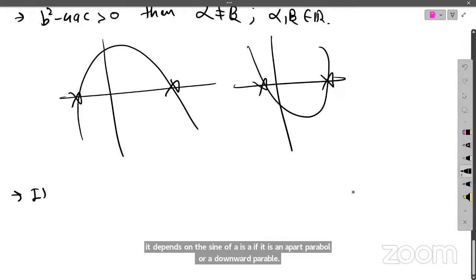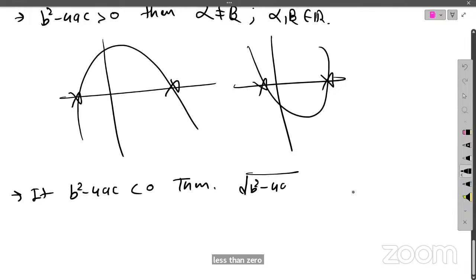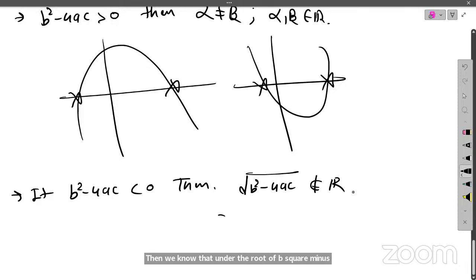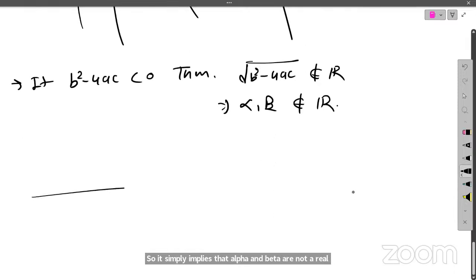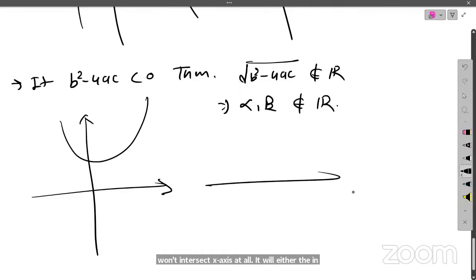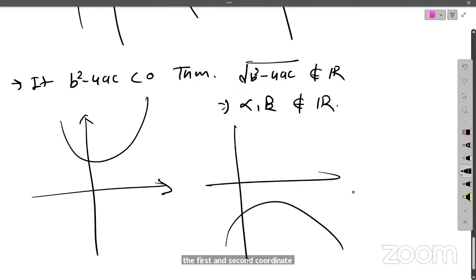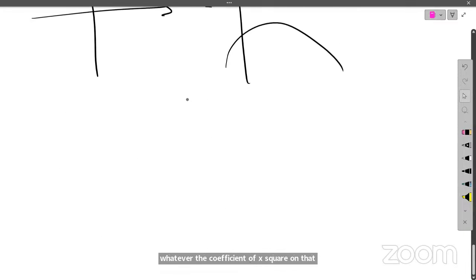Now the second case: if b square minus 4ac is less than 0, then the root of b square minus 4ac is not a real number. So it implies that alpha and beta are not real numbers. In this case, our parabola won't intersect the x-axis at all. It will lie either in the first and second quadrants, something like this, or either here. Again, the upward or downward orientation depends on the sign of a, the coefficient of x square. So this is the second case, and the third case was obvious.